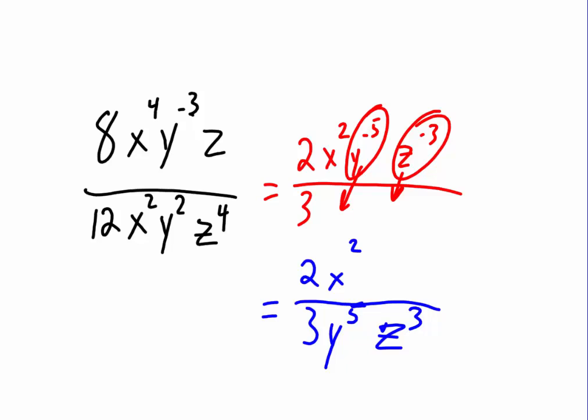Okay, so a couple of things here. We just got to remember that we can put multiple rules together into one problem. And also, if we end up with negative exponents, we move them to the other side of the fraction bar from where they are, and they become positive. That's it. Pretty good stuff.